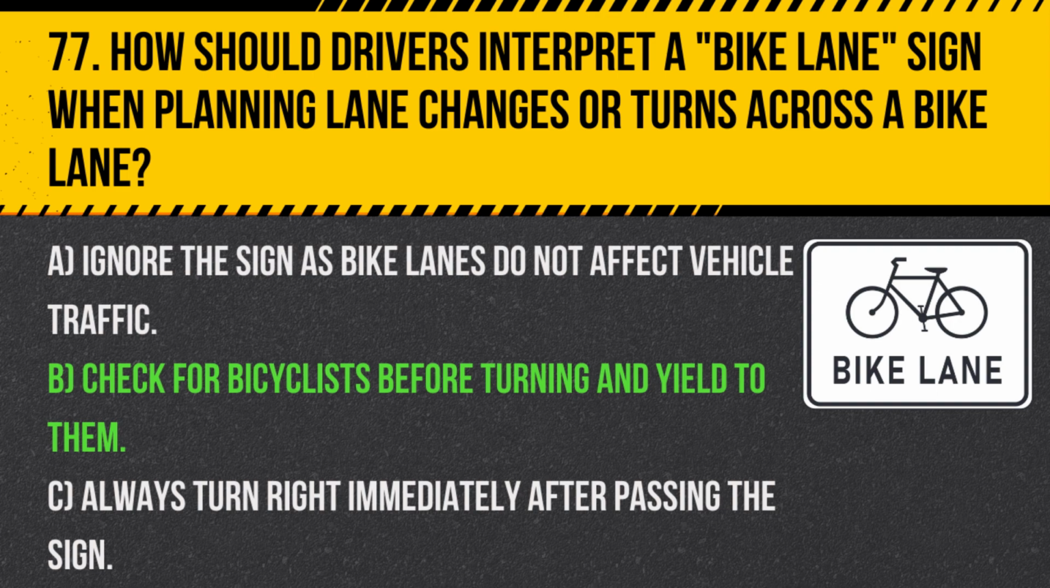Answer. B. Check for bicyclists before turning and yield to them. This ensures the safety of bicyclists using the designated lane and prevents collisions.